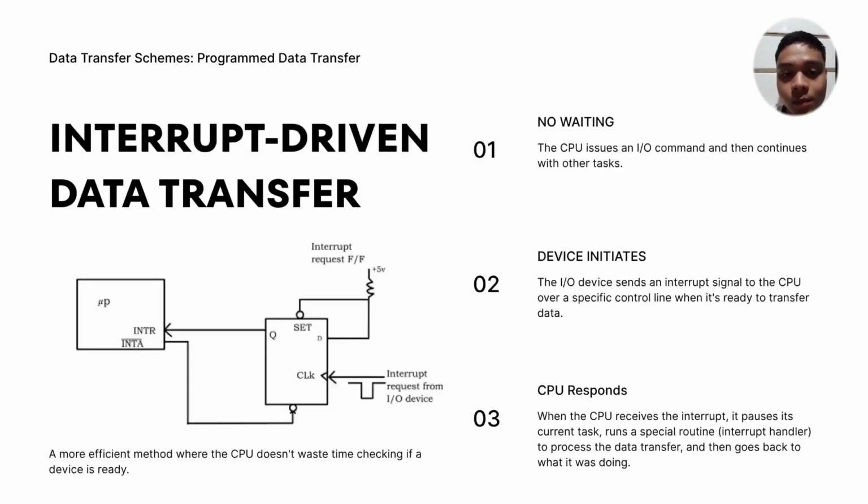In interrupt-driven data transfer, the processor enables the input-output devices and then continues to execute its original program instead of wasting time checking the status of the input-output devices. So the CPU issues a command and moves on. When the input-output device is finally ready, it sends a signal called an interrupt to the processor. The CPU then pauses what it's doing to handle the data transfer and then resumes its original tasks. This avoids having the CPU sit idle just waiting.